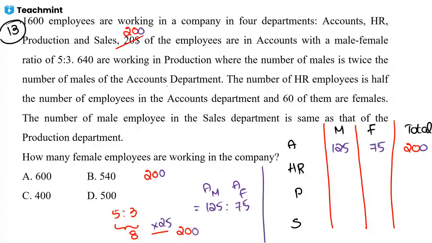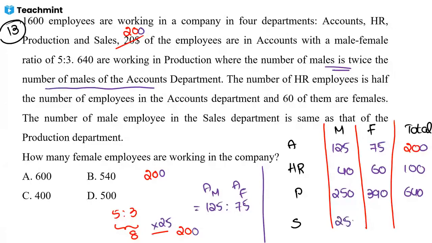Then 640 were in production. Males are twice the males in the accounts department, so 250 males, and the remaining 390 are female. The number of HR employees is half of the number of employees in the accounts department. So half of that means 100, 60 of them are female, 40 male. The number of male employees in the sales department is the same as that of the production department. Production is 250, here also 250.